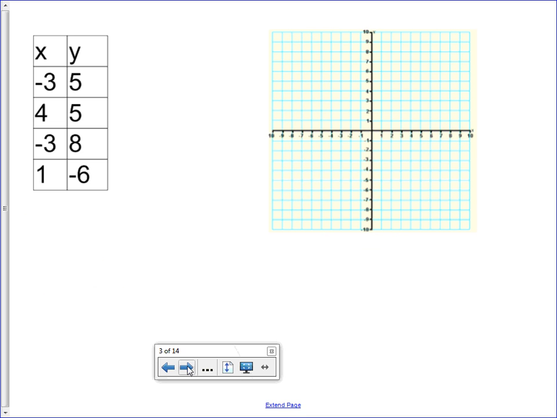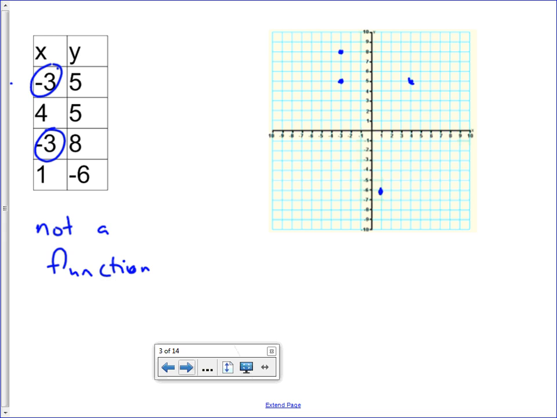Okay, if I look at this next one and determine from the table, first of all, if it's a function, we can see that the -3 is paired with two different things. So this one is not a function. And again, this input of -3 is paired with two different things, so we'd have to say it's not a function. So if I graph this, I'd have a -3, 5. I got a 4, 5. I've got a -3, 8. And I've got a 1, -6.